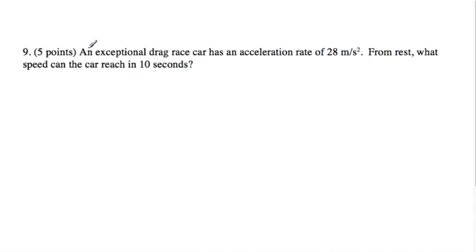All right, our last problem. An exceptional drag race car has an acceleration of 28 meters per second squared. From rest, what speed can the car reach in 10 seconds? All right, so we know acceleration. We know it starts from rest, so we know velocity initial. What speed can the car reach in 10 seconds? They're asking us for velocity final. We don't know what that is. We do have an equation for it, though. It's motion equation 1. Velocity final is equal to velocity initial plus acceleration multiplied by time. And we know all three of those things. So let's plug them in.